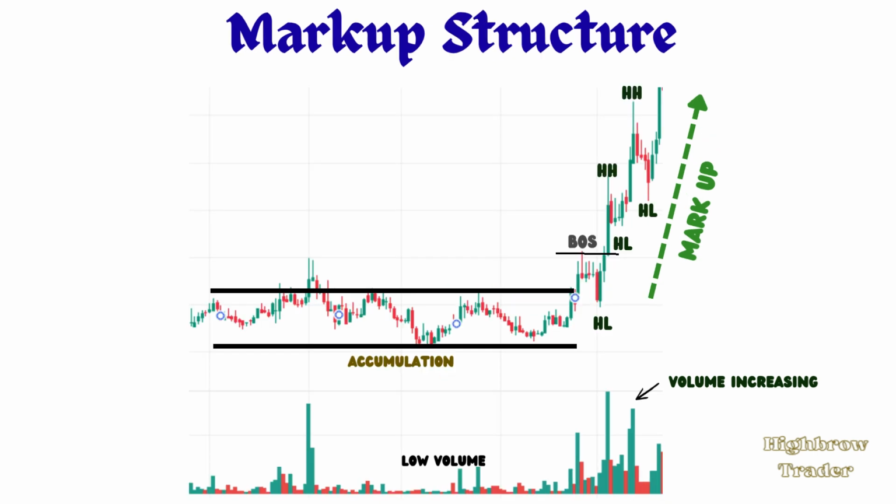Now let's break down the structure that defines this phase of the trend. We begin to see higher highs and higher lows, which confirm that the market is moving with bullish intent. Each pullback finds support at previous resistance, showing that buyers are stepping in to defend those levels. Break of structure and change of character signal that momentum is continuing, not fading. But be mindful, if price breaks below key structural points, that's a sign of invalidation, and the trend may be weakening.